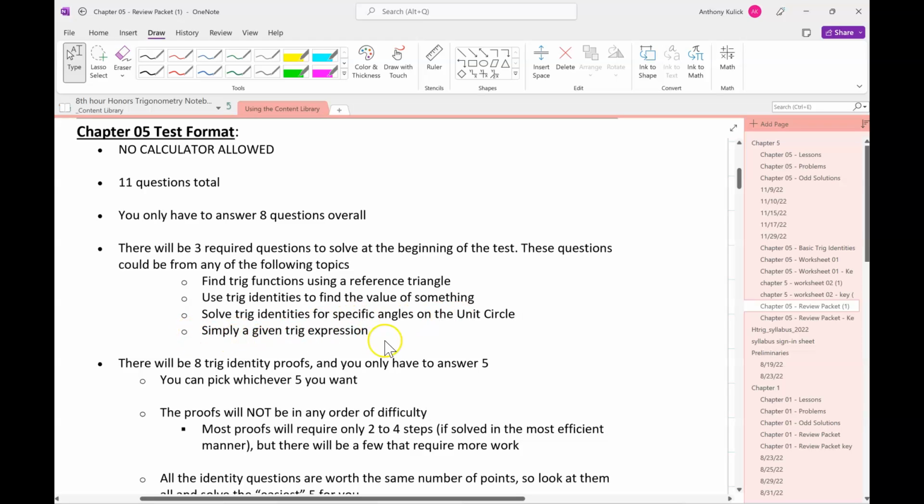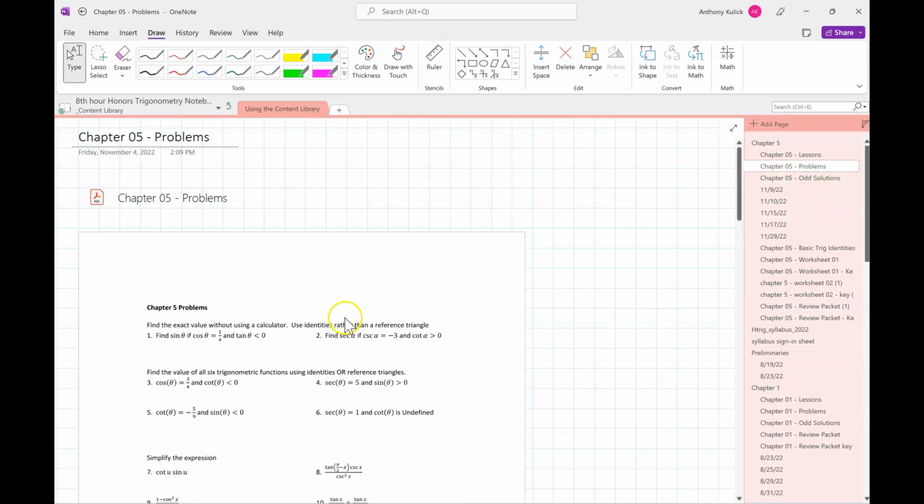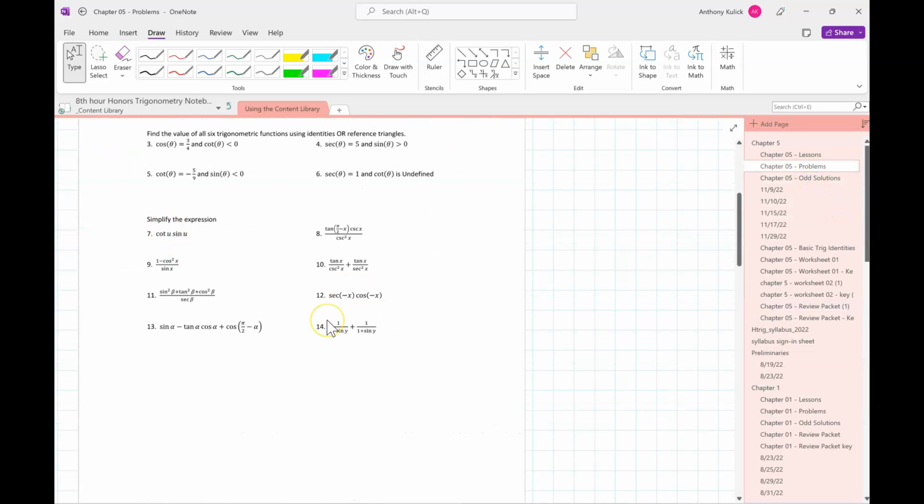And then simplify a given trig expression. So again, 7 through 14 are worksheet 1 problems. Again, no reason you need a calculator for any of those things.